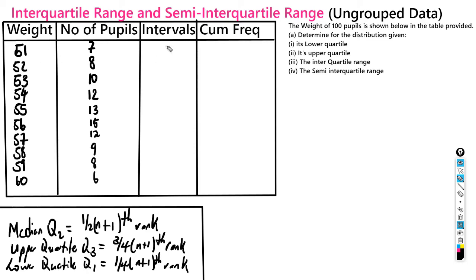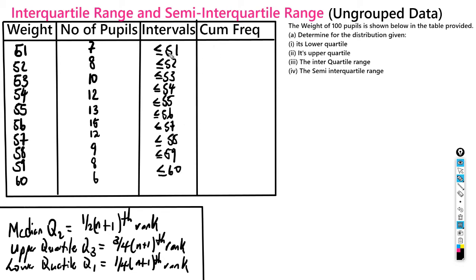So we're going to put in the intervals. It's always less than or equal to 51, so it's less than or equal to whatever the weight is. The next one is less than or equal to 52, less than or equal to 53, less than or equal to 54, less than or equal to 55, less than or equal to 56, less than or equal to 57, less than or equal to 58, less than or equal to 59, and less than or equal to 60.